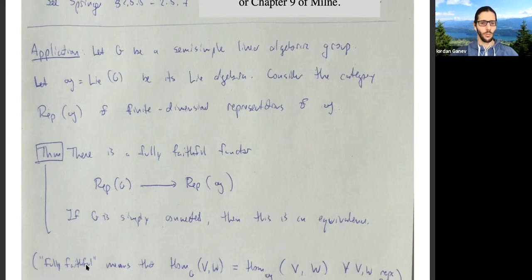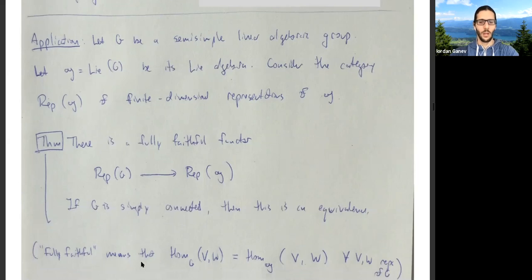Fully faithful means that it's an isomorphism on the Hom spaces. So if you have two representations of G, any G-linear homomorphism between them will also be a Lie algebra homomorphism, and vice versa.